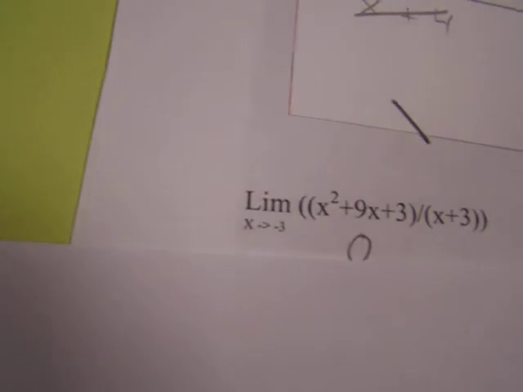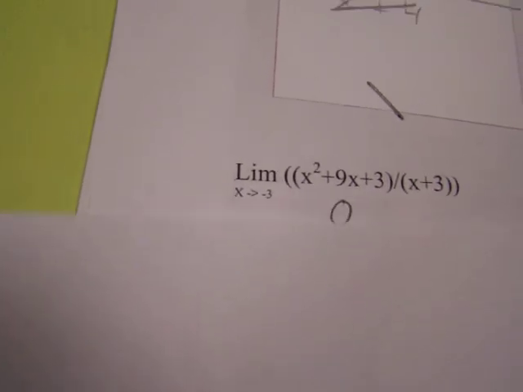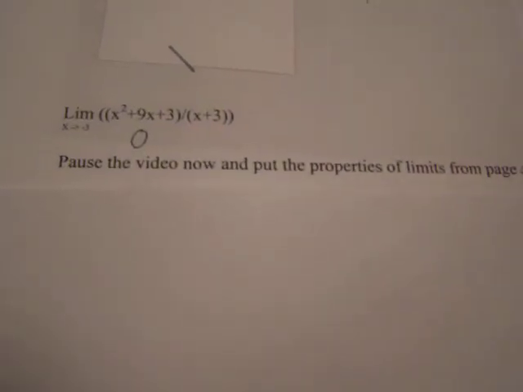Now, try the limit as x approaches negative 3 of x squared plus 9 plus 3 over x plus 3. Pause this video until you've done so. The answer should be 0. Pause this video now and put the properties of limits from page 61 into your notes.